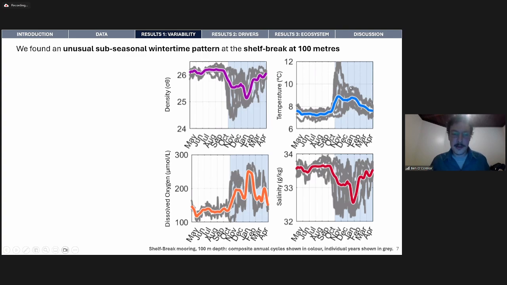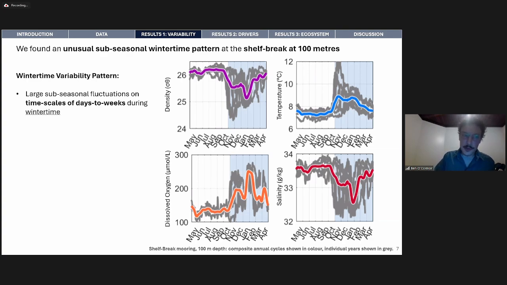So these plots here of density, oxygen, temperature, and salinity are for the shelf break mooring at 100 meters depth. The mean composite annual cycle for the full data record is shown in the colored lines. And then behind that in gray, I've plotted each of the individual years on record.